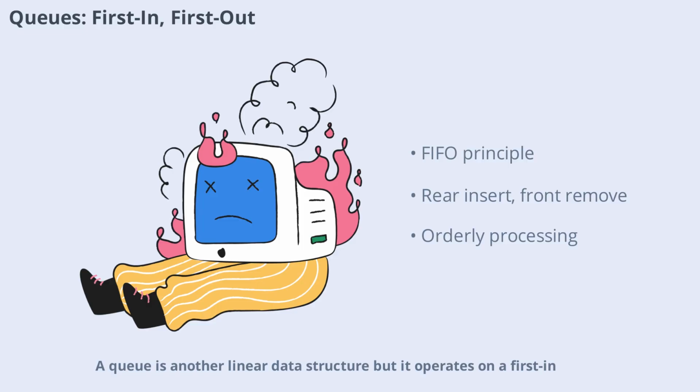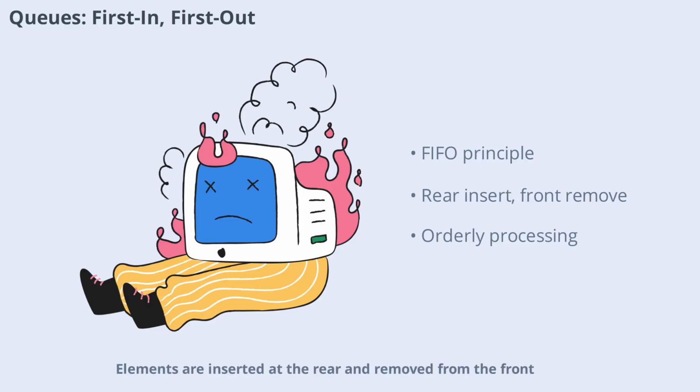Queue is another linear data structure, but it operates on a first-in, first-out, FIFO, basis. Elements are inserted at the rear and removed from the front, just like people lining up at a ticket counter. Queues are essential for managing tasks in order, such as print jobs or customer service requests.